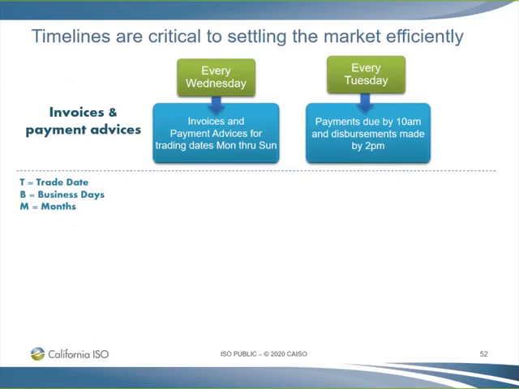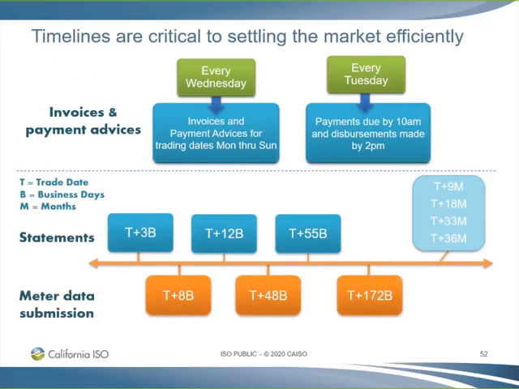This diagram here depicts the daily settlement timeline, which shows how many times trade dates will be processed for adjustments and accurate calculations. This slide shows the timeline as it is today. I do want to point out that we have a current initiative called Market Settlement Timeline Transformation that will be making changes to these dates. So to stay up to date with that initiative, please visit our stakeholder processes page to learn more about the changes coming in the future.